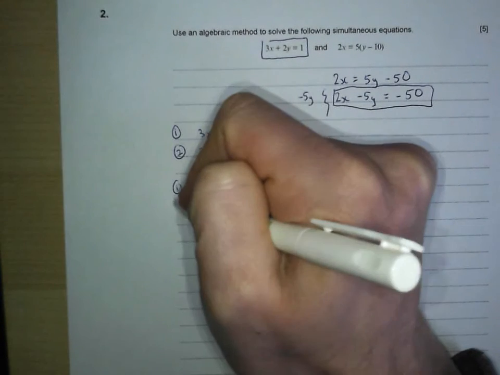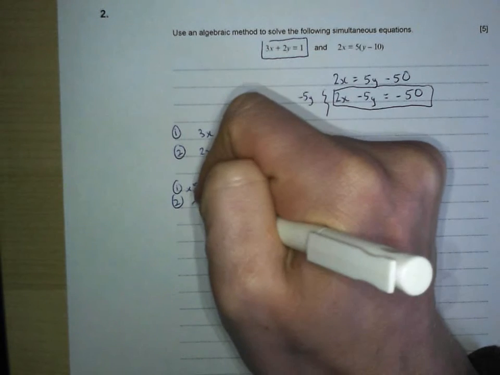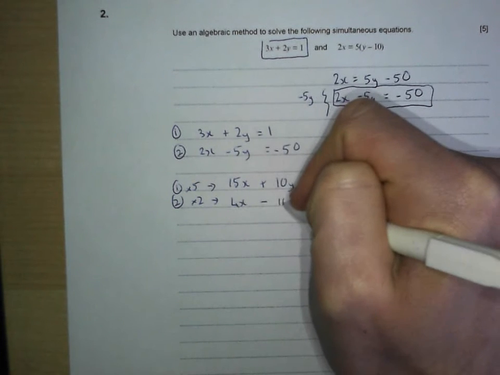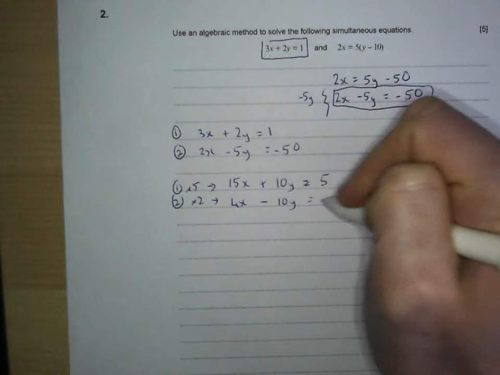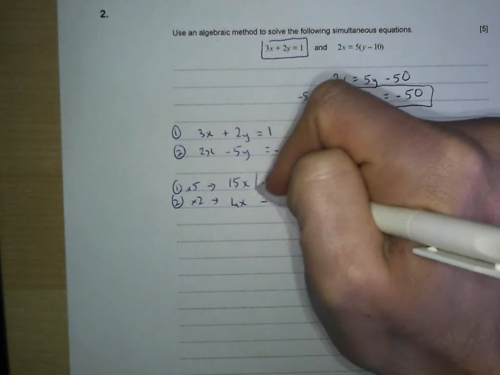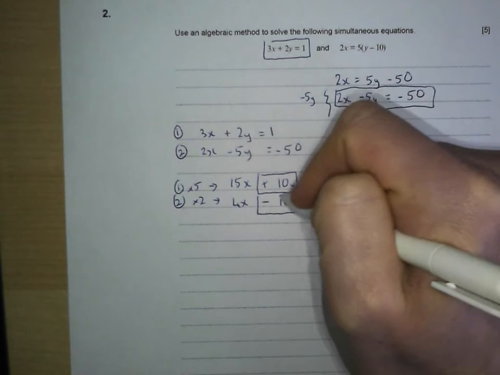To get equation 2, how am I going to get myself the 10y's? Well, I'm going to need to times it by 2, I think. So I'm going to get 4x's minus 10y's, and times that by 2 as well, minus 100. Now I'm going to put a box around the letter that I've made the same and the sign that's in front of it.